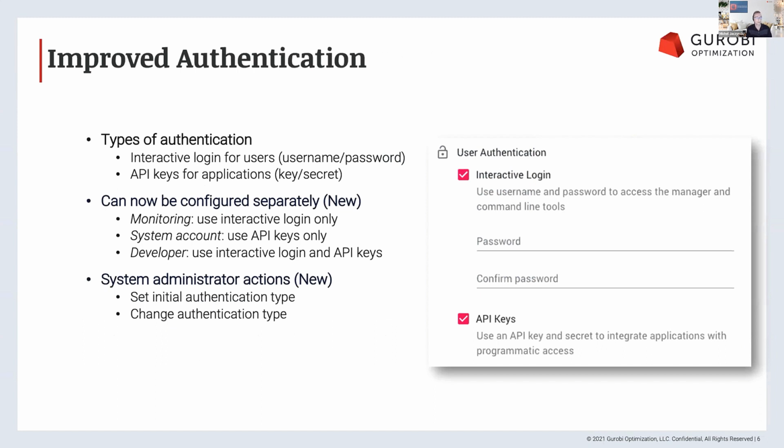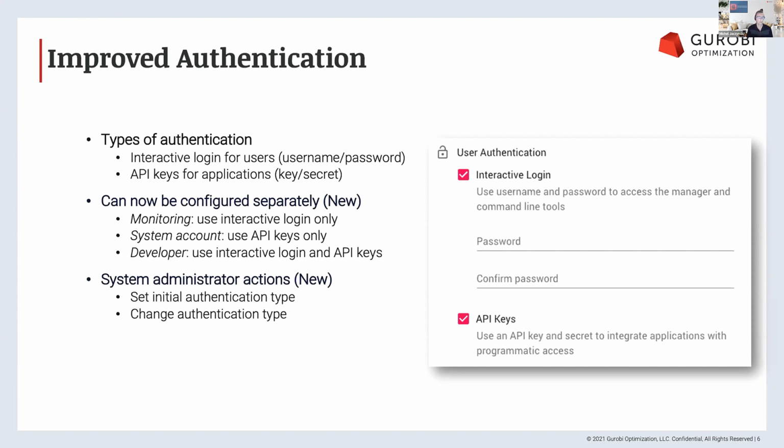We have also improved the authentication. So we support two types of authentication. One that we call interactive login for users with a username and password, and we also have API keys for applications. API keys can be embedded into your code and safely used, and you can revoke the API keys easily. So this is really the way to integrate an application.